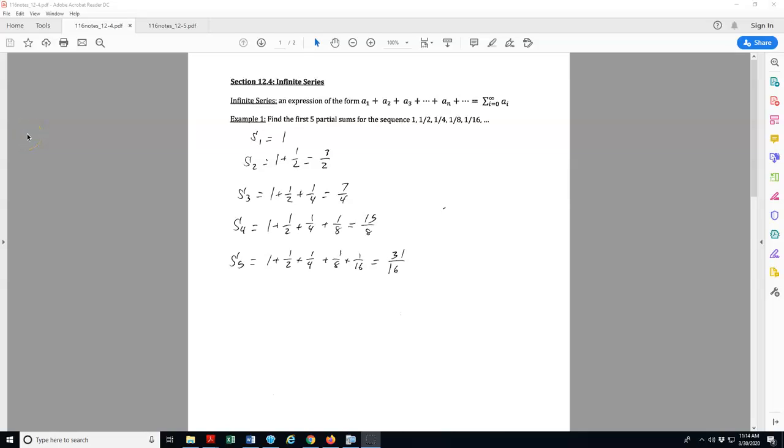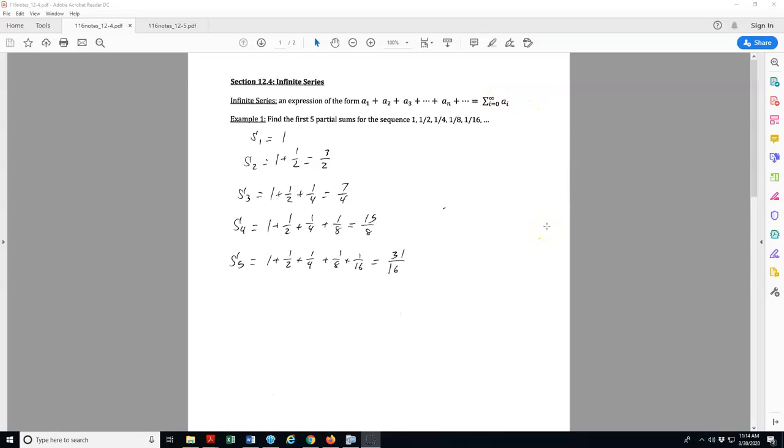Section 12.4, Infinite Series. So until now, all the series and sequences we've had have stopped at a specific number. Now they're going to go on forever. So you're going to see this plus ..., which indicates they keep going. If we write it in sum notation, you'll also see that the top bound is infinity.